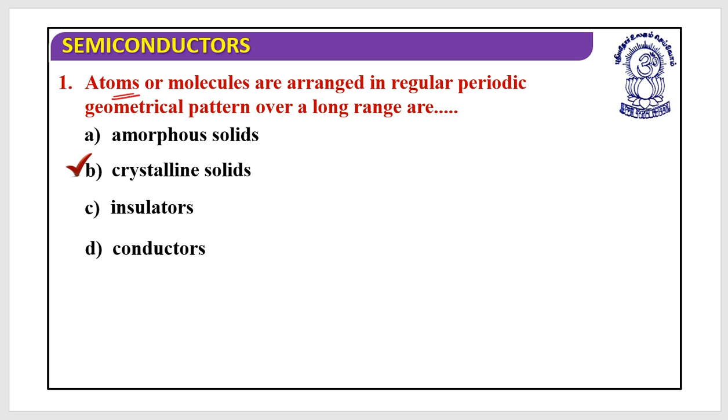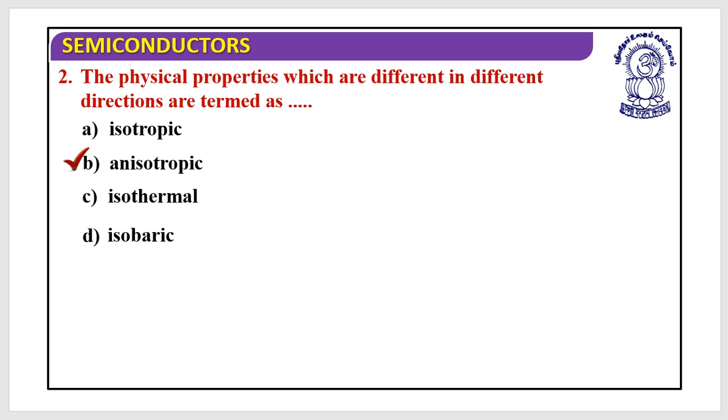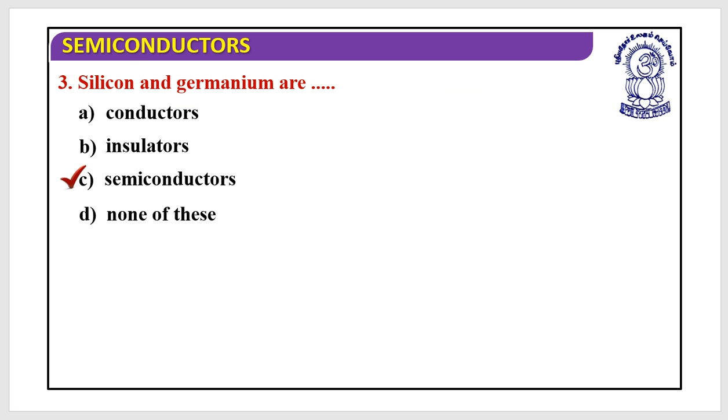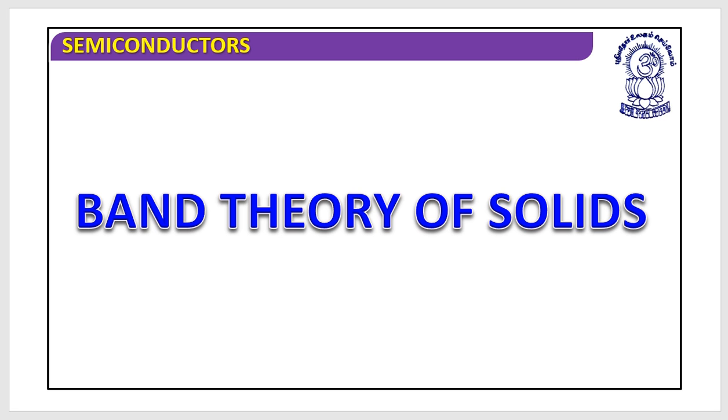First, the question says atoms or molecules arranged in a regular, periodic, geometrical pattern over a long range. These are the crystalline solids. Next, the physical properties which are different in different directions are termed anisotropic. Next, silicon and germanium are the semiconductors. Yes. So now let's look at the band theory of solids.